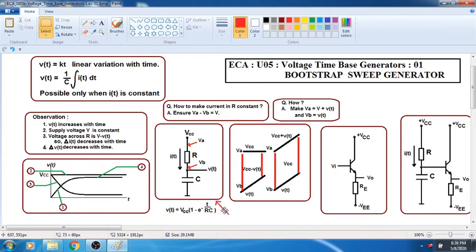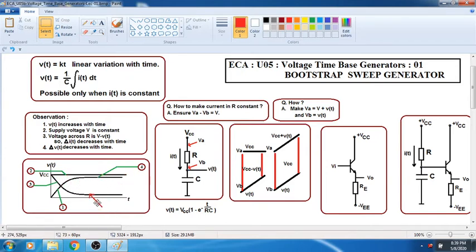Now what does this equation indicate? The equation here indicates some important points that we can observe. So what are these points? The first point is the voltage of course increases with the time. Okay, and the supply voltage is a constant. Supply voltage VCC is a constant, you can see here. This is the second point.